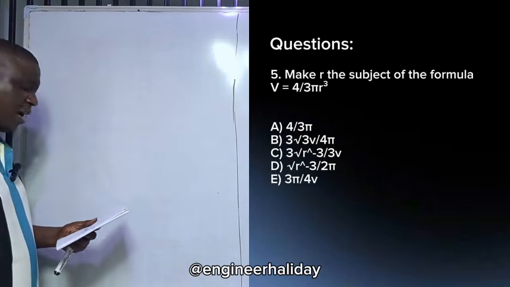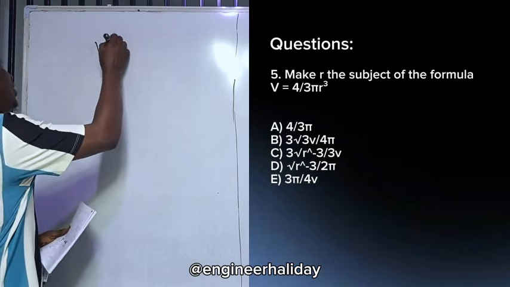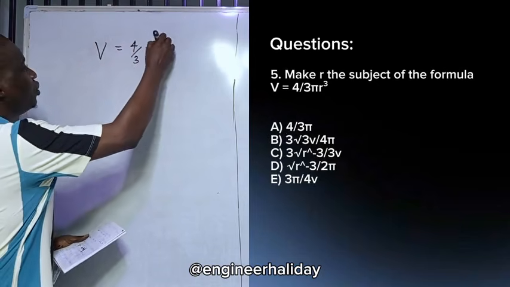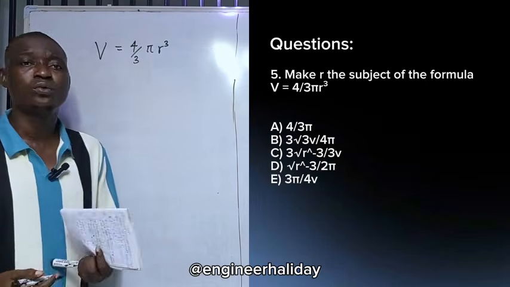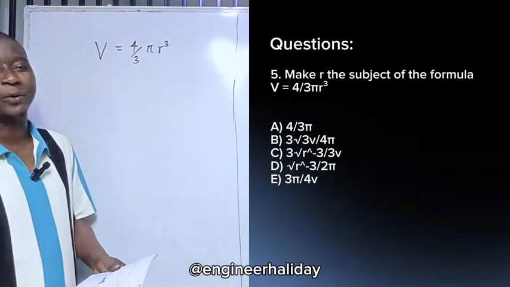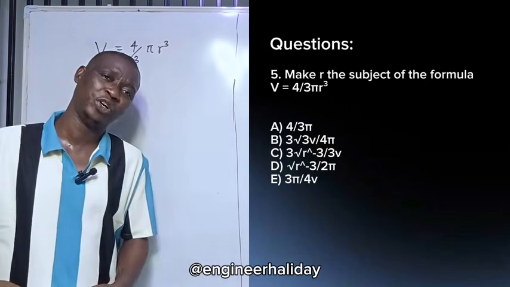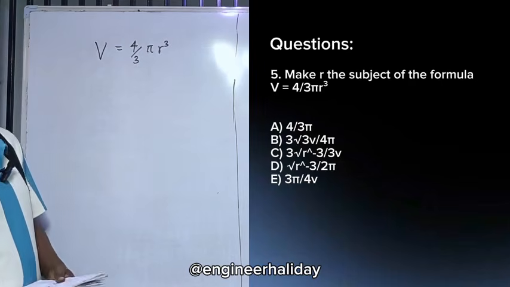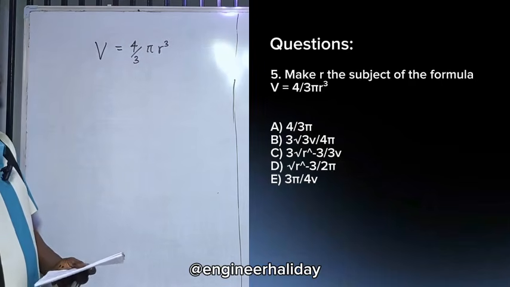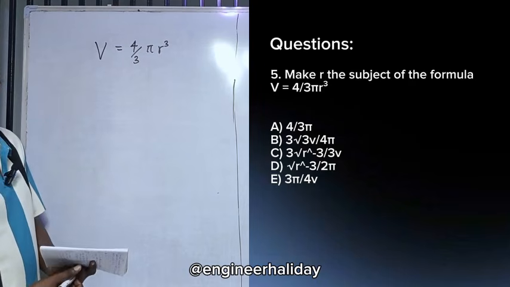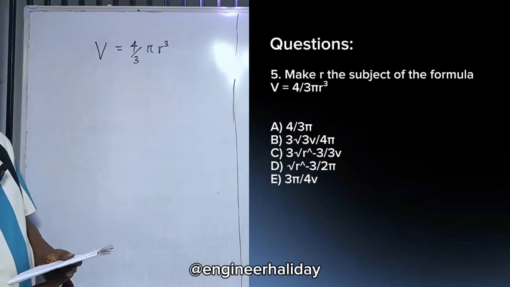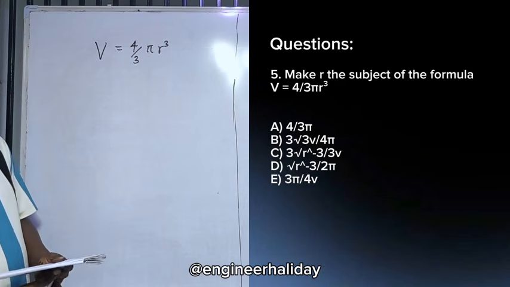Rather, make R the subject of formula from V equals 4 over 3 pi R cube. Now, in the comment section, I want you to type something for me so that you let me know whether you are following up or not. Can you please tell me this 4 over 3 pi R cube belongs to the volume of which shape? See, type it in the comment section.